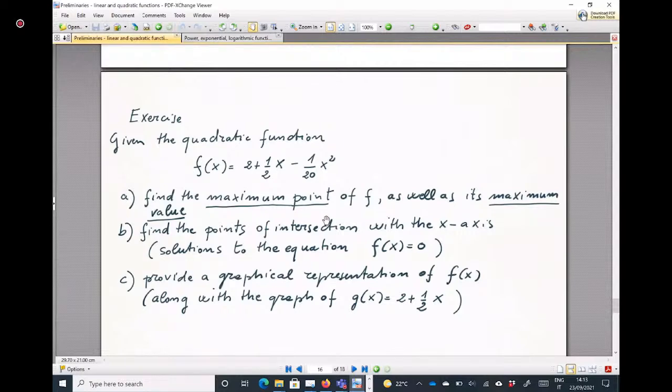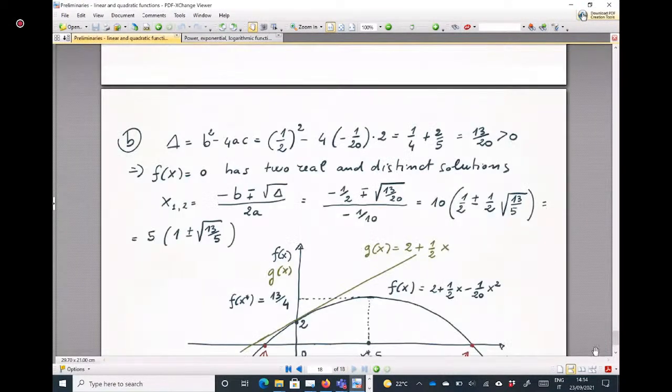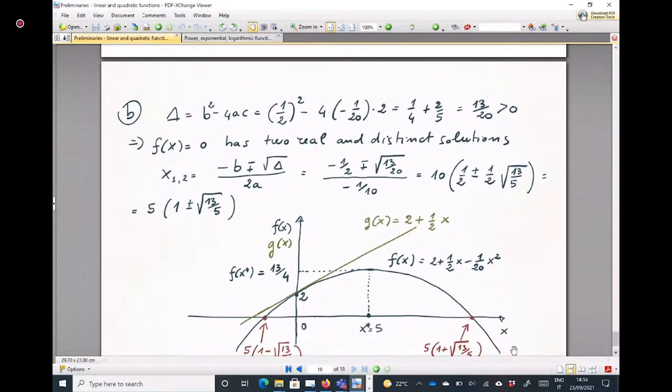What is the maximum value? Now we distinguish, this is a general concept, between the maximum point and the maximum value. The maximum point is the abscissa, look at the picture here. The maximum point is the value of x where the function reaches its maximum. The maximum value is the corresponding value on the vertical axis. Okay, it's the value taken by the function at x star.